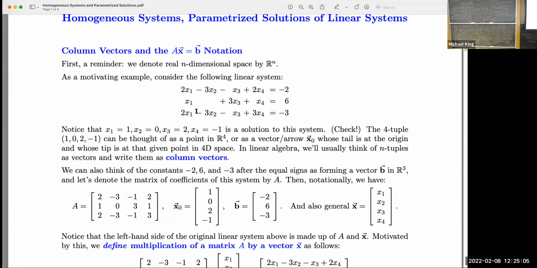Here's a system, just kind of a random system. I'm claiming 1, 0, 2, -1 is a solution. Check that. You guys check the first equation. You guys check the second equation. You guys check the third equation. I claim 1, 0, 2, -1 works.